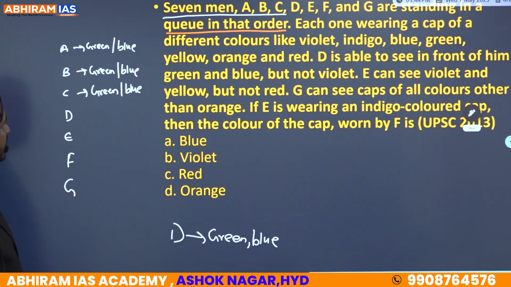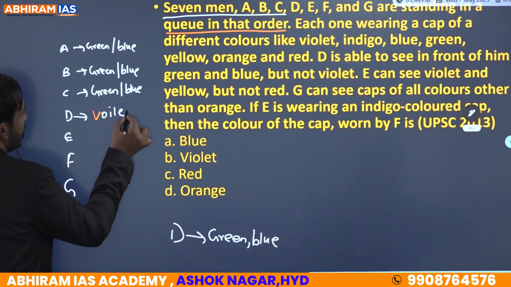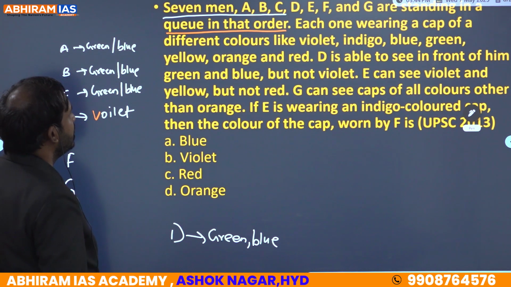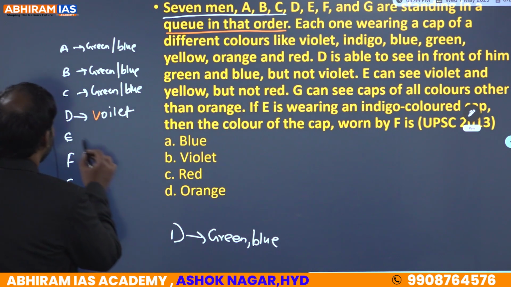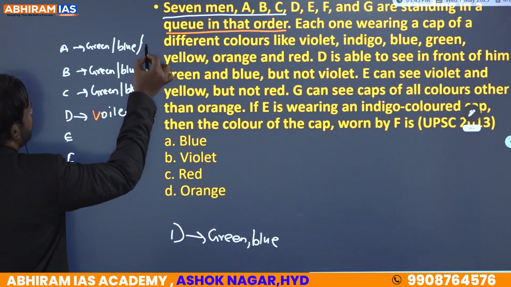Okay. E can see violet. Now see here. E can see what? Violet. But D cannot see violet. What does it mean? Obviously, D is wearing the violet colored cap. Why? Because E is able to see violet, but D is not able to see violet. That means D wears the violet colored cap. Okay, next. E can see violet and yellow. E can also see yellow. That means already D is fixed for violet. So yellow can be here.